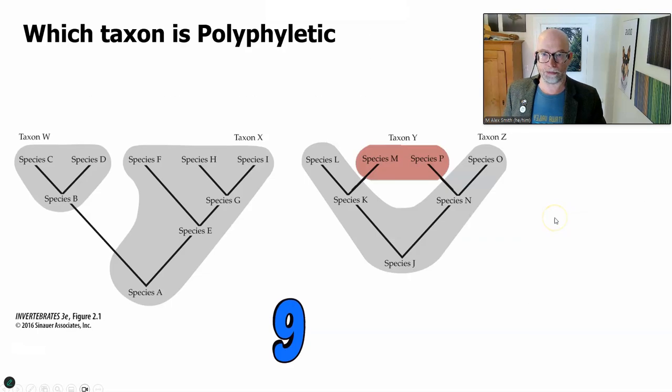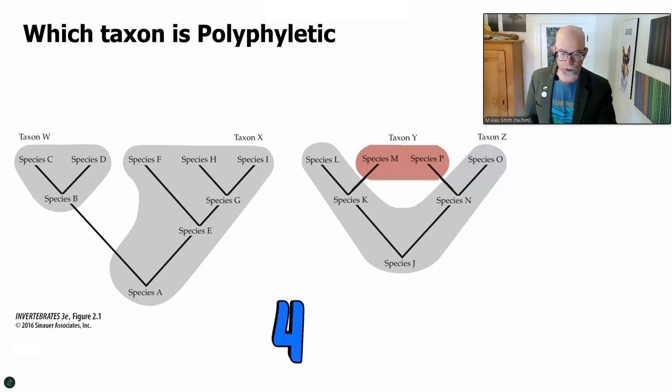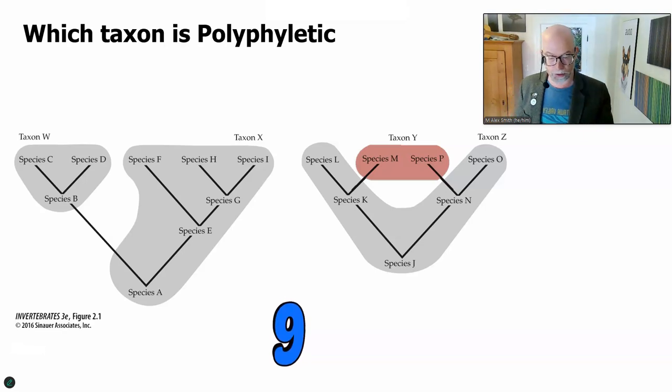Got it? All right. So, and that's, of course, the remainder, that's Y. So M and P. So that's polyphyletic because it is taxa that are not derived from an immediate common ancestor. So N and K.